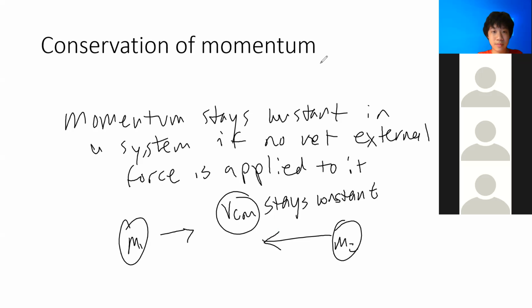Okay? And similarly, position of center of mass stays constant if there's no net velocity. So if you're still a little confused about that, let's go over a few problems, and hopefully that will make things a little clearer for you. Okay, any questions?